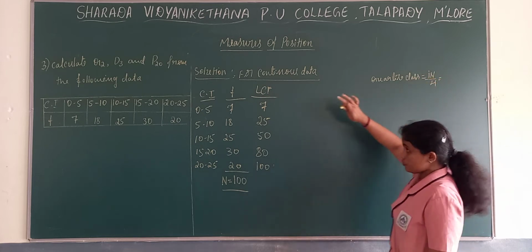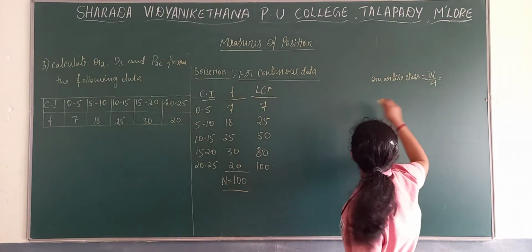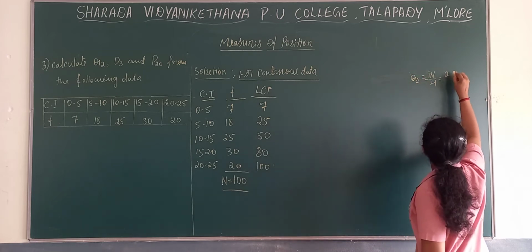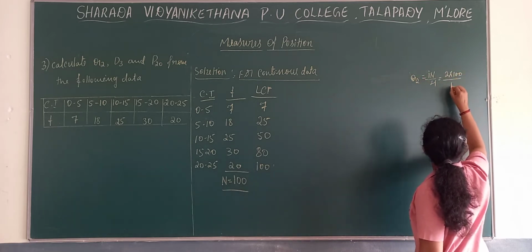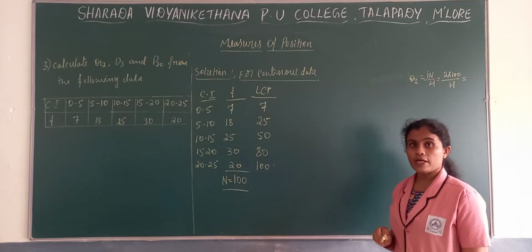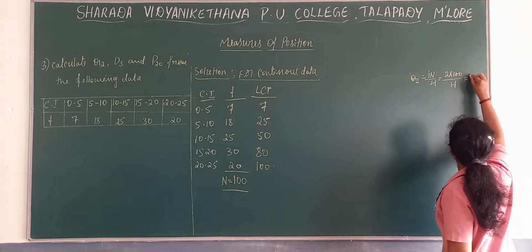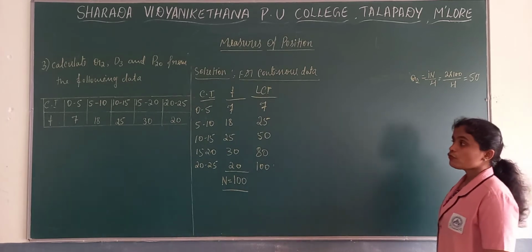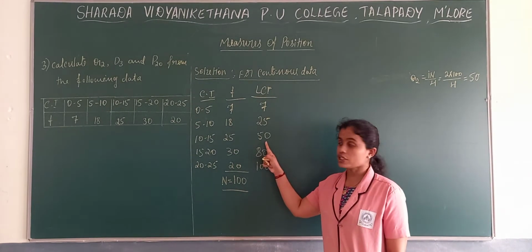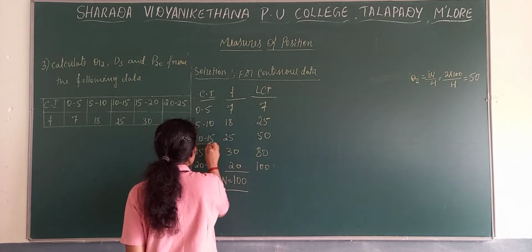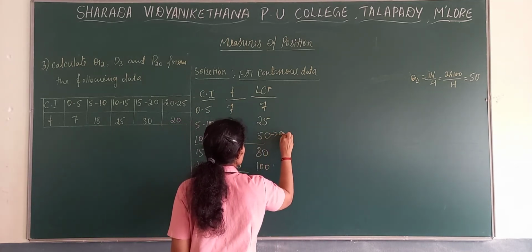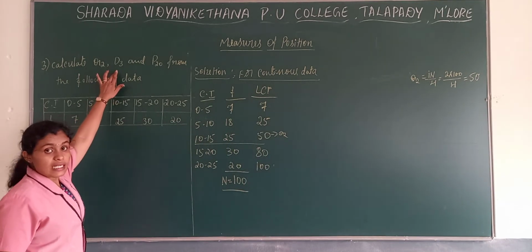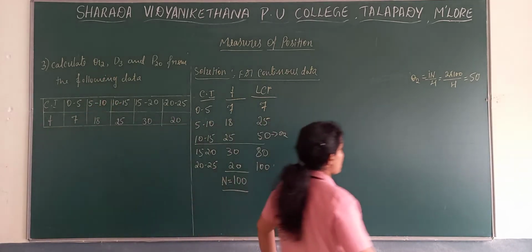i is what we need to find out, Q2, or else we write here Q2 only, that is 2 into 100 by 4, that is 200 by 4, and there we get the value as 50. Now define the quartile class. We have exact 50 here. So this is our Q2 class, right? Not Q1, Q2 class.